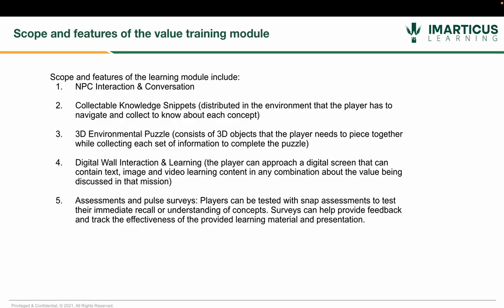We will have a digital wall interaction where people could go to a digital wall and have, let us say, your leaders speak about that particular value. We could record each of the leaders talking about one single value, and people will go to a particular value and learn more about it. And then finally we will have assessments and pulse surveys to understand how well they have remembered the values. So the 5 values are where people go and learn those values through these interactables.